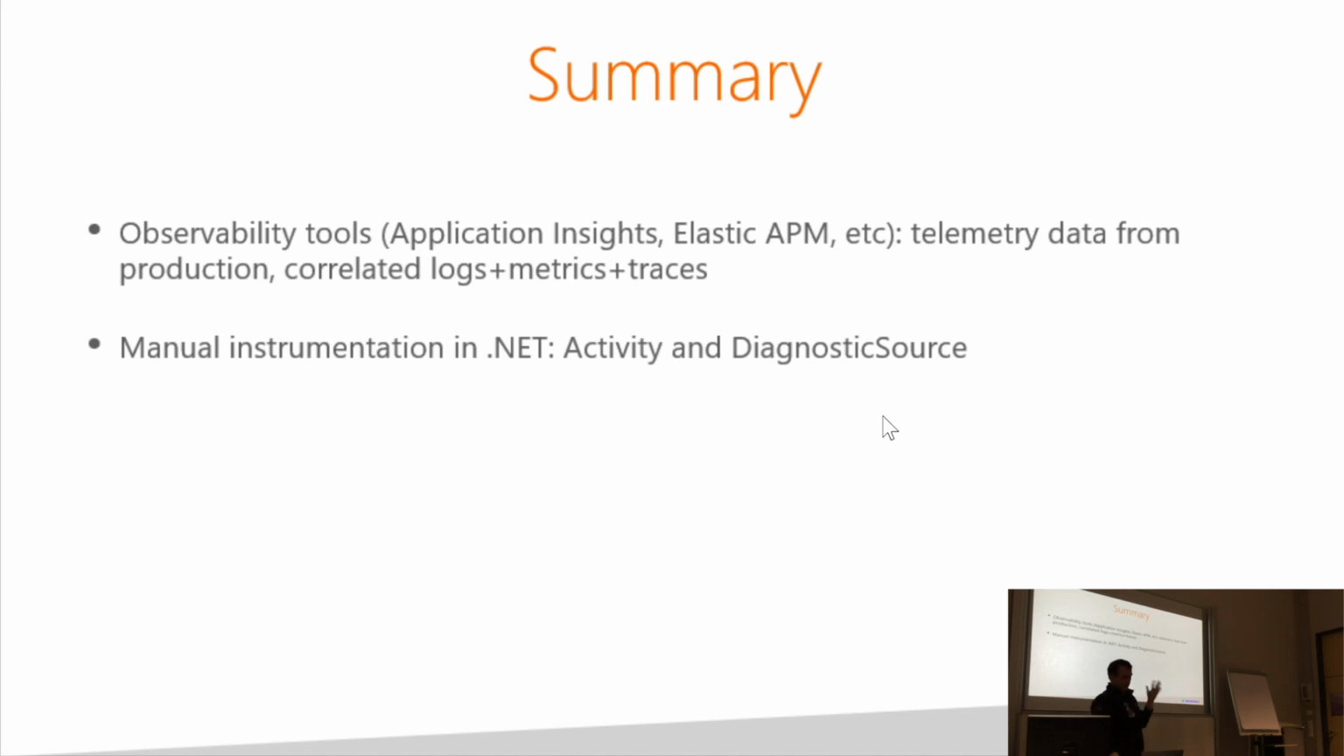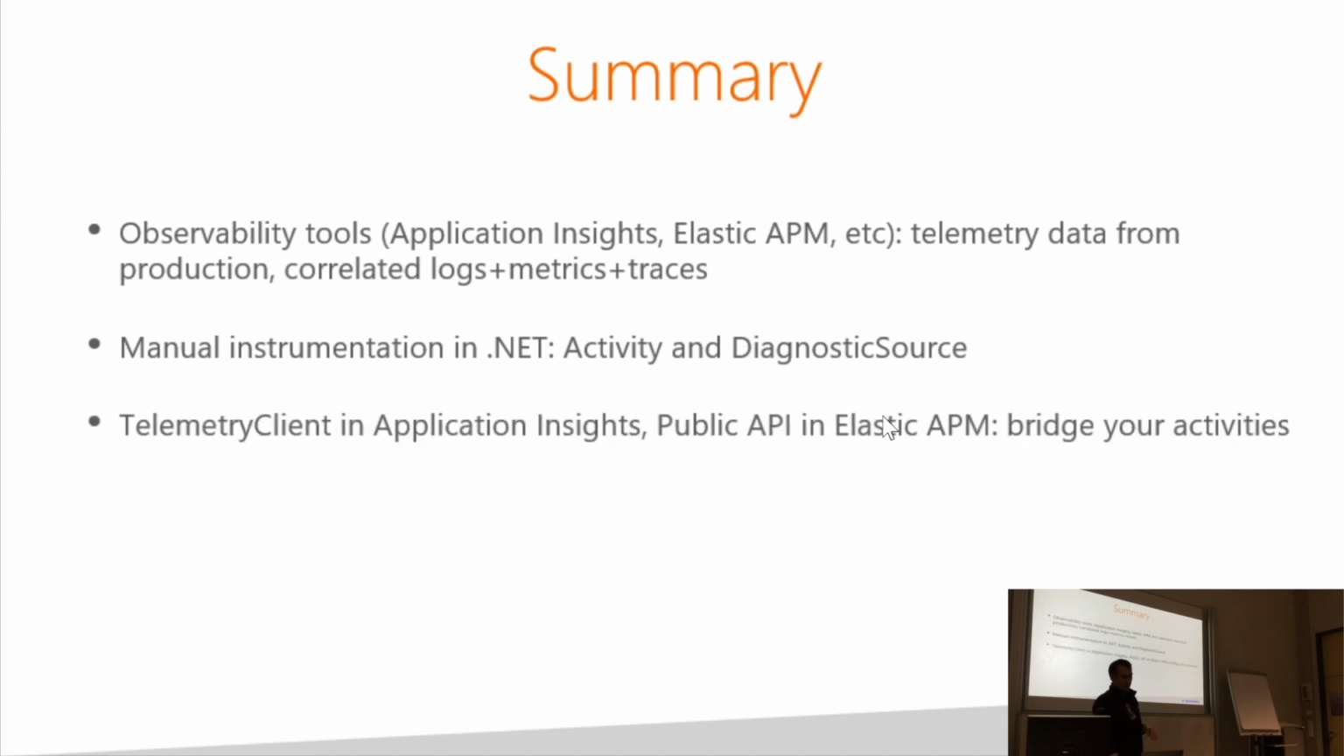We saw that you can either do this with the APIs that these tools provide, or you can just use Activity and DiagnosticSource. The TelemetryClient is the one in Application Insights. Elastic APM has its public API, and with those you can reach your activities if you want. And actually, that's what they do for HttpClient, database calls, or ASP.NET Core, and that's how they automatically capture this information with just adding a package and writing a single line of code.